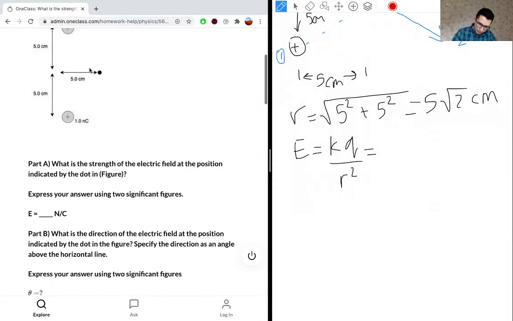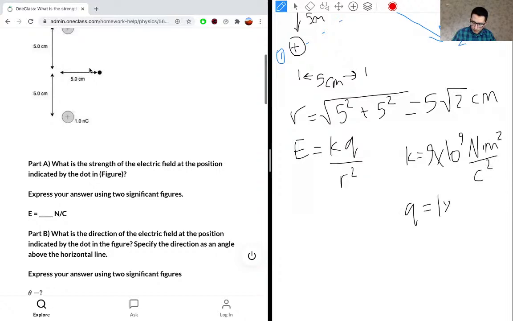Let's write out some values that we know. k is 9 times 10 to the 9, which is just a constant, in newton meter squared over coulomb squared. We know Q is given, so it's 1 times 10 to the negative 9 coulombs. r is what we calculated up here. So knowing this, we'll substitute these in.